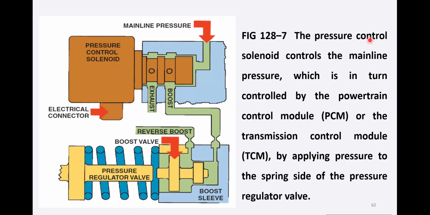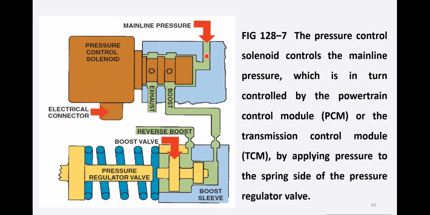Now, the pressure control solenoid controls the main line pressure, which is in turn controlled by the powertrain control module, PCM, or the transmission control module, TCM, by applying pressure to the spring side of the pressure regulating valve. Now, let's see. We have this pressure control solenoid here. We have electrical connection here. With the help of this electrical signal, this pressure control solenoid valve operates. We have exhaust, we have a boost, and this is your mainline pressure which is coming in.